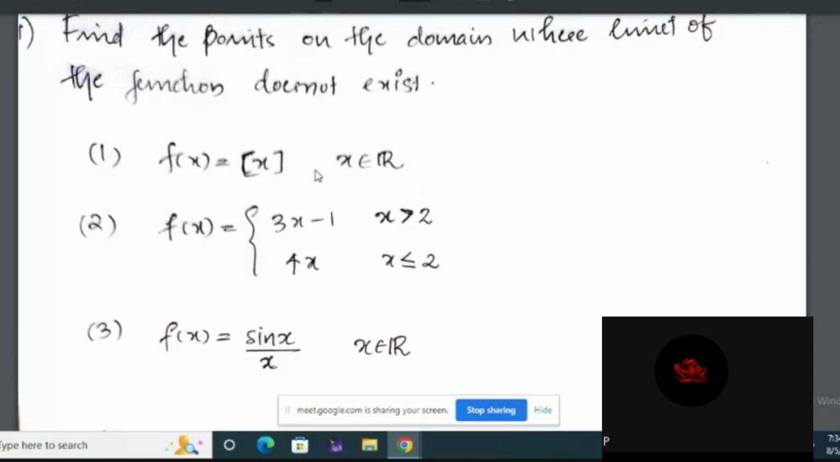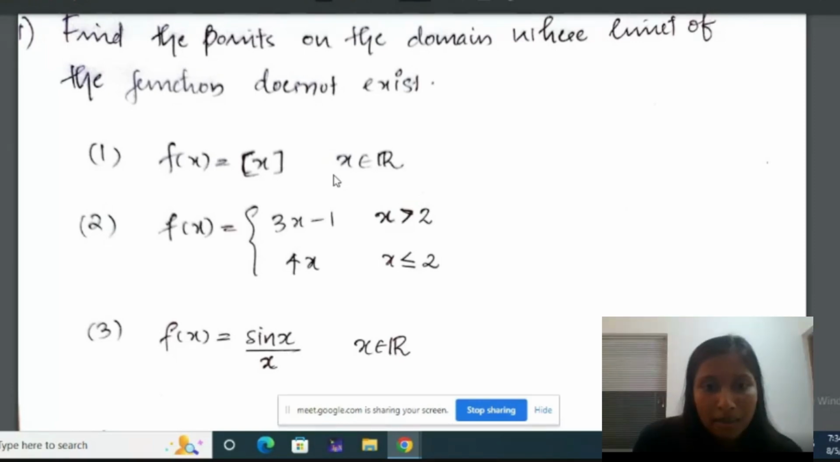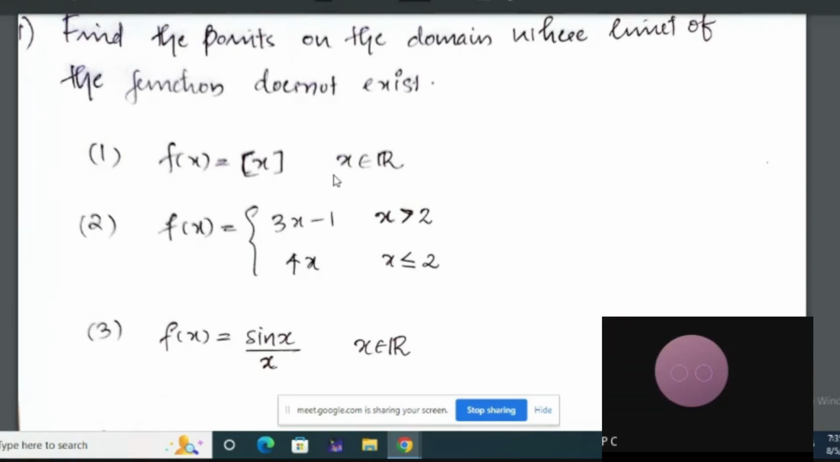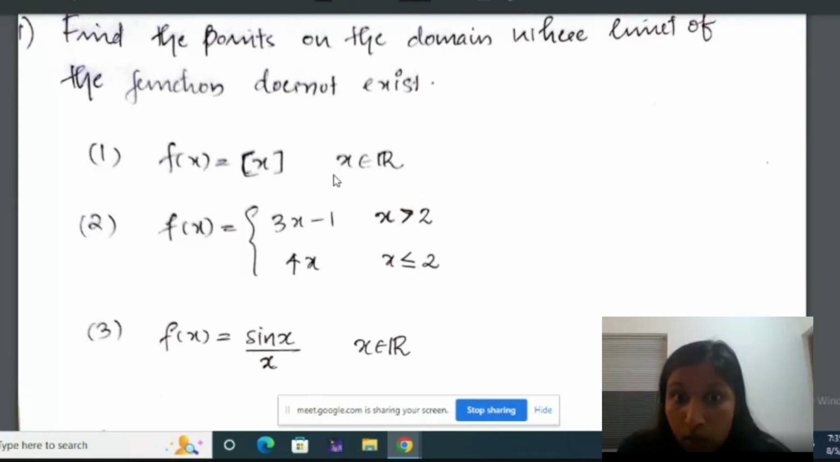Ma'am, x equal to 2. Yeah, x equal to 2, the limit does not exist. Okay, we can see how we got that point. I've written the solution. And the third one, f of x equal to sine x by x. X equal to n pi. So the points where the limit of the function does not exist, that was the question.